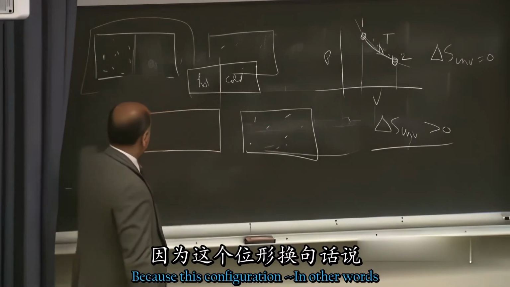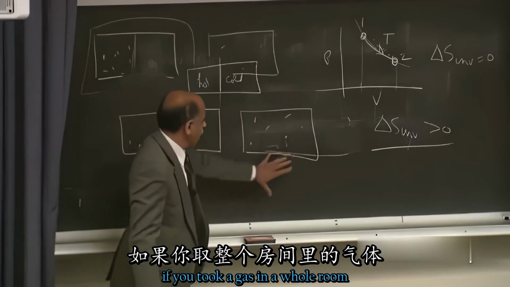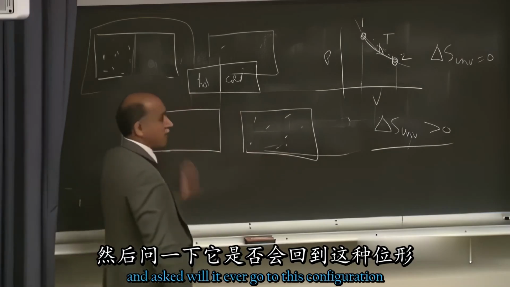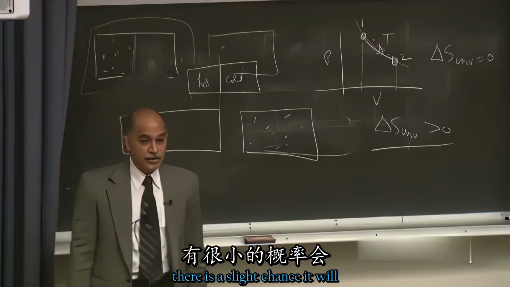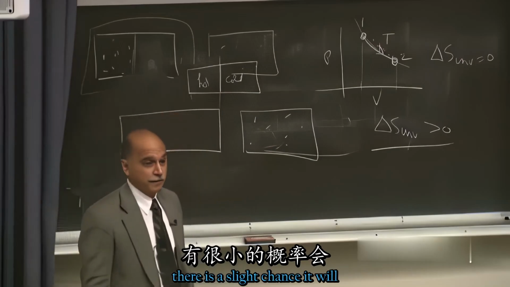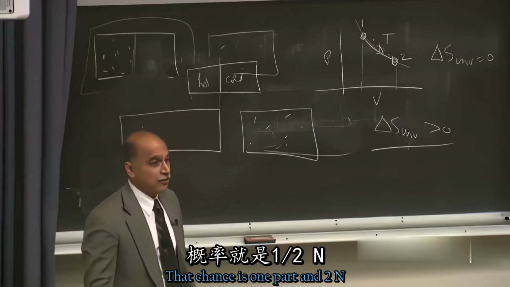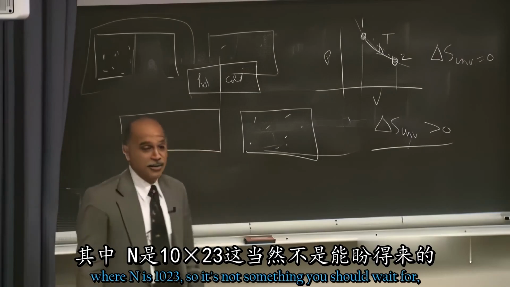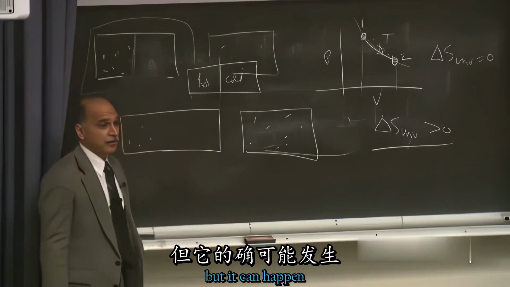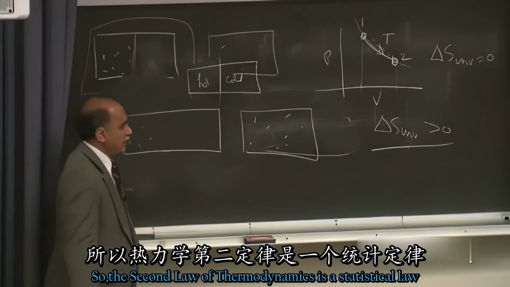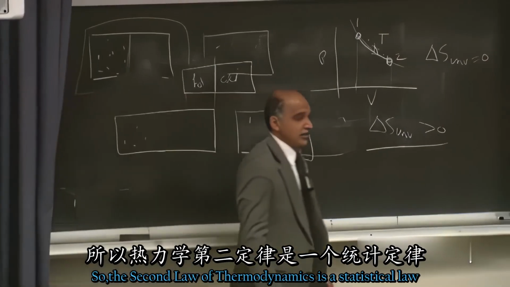Because this configuration, in other words, if you took a gas in a whole room and ask, will it ever go to this configuration? There is a slight chance it will. That chance is 1 part in 2 to the n, where n is 10 to the 23. So it's not something you should wait for, but it can happen. So the second law of thermodynamics is a statistical law.